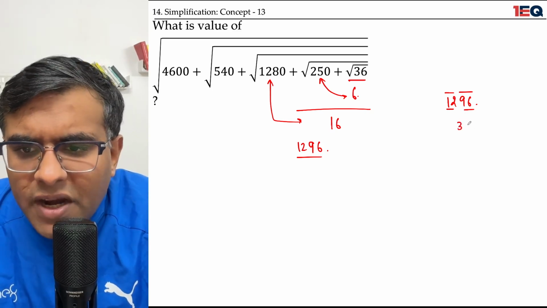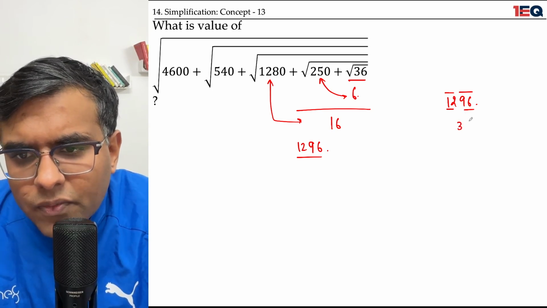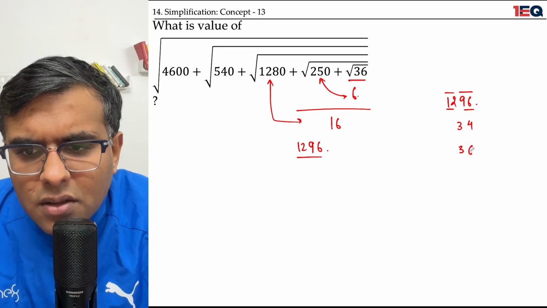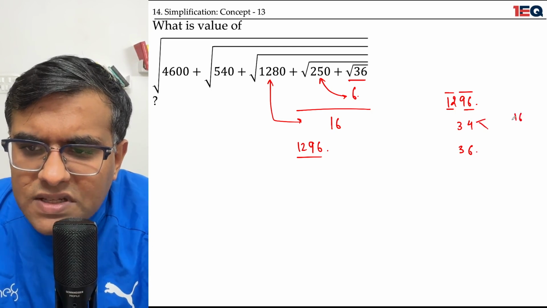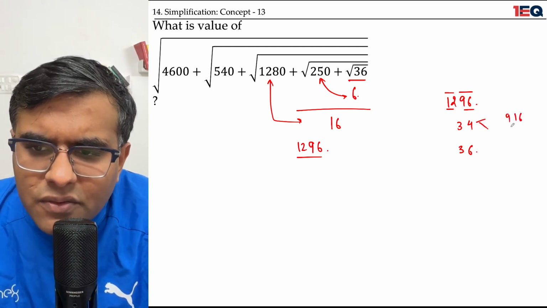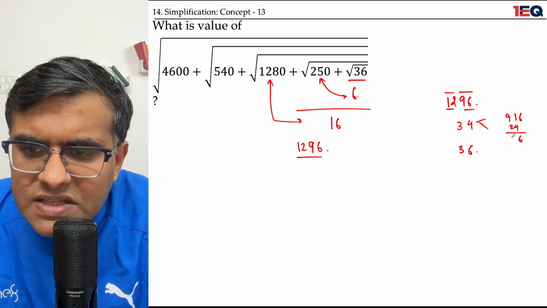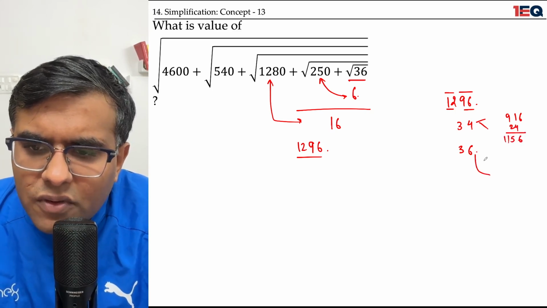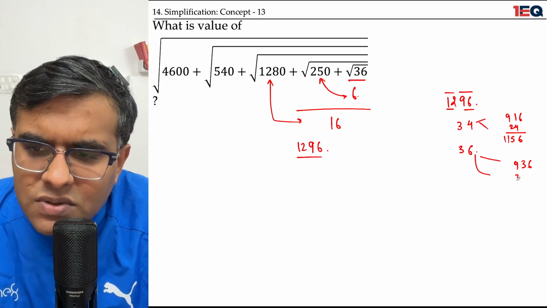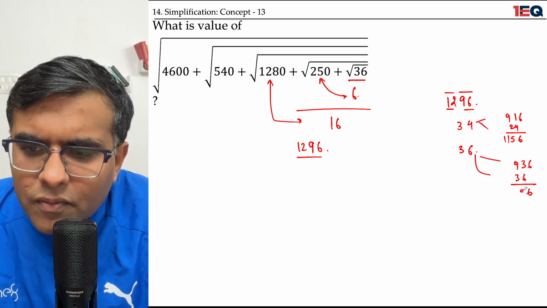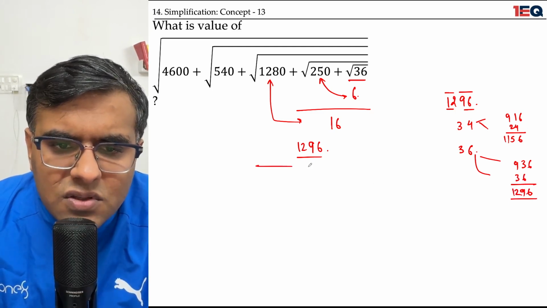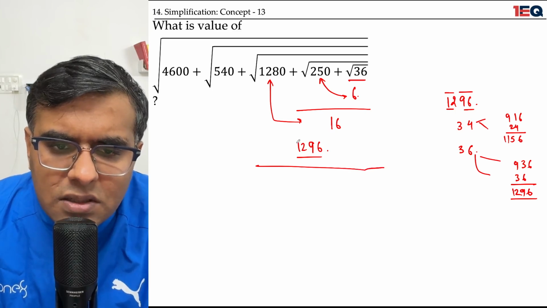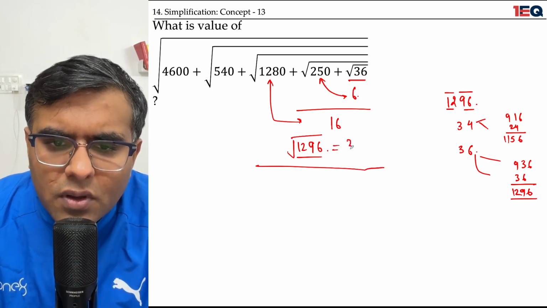So it might be 34 or 36. If I go for 34, this would give me 4 4s are 16, 3 3s are 9, 3 4s are 12, 12 2s are 24. This would give me 1156. If I go for 36 square, it would give me 36 on the right, 9 over here, 3 6s are 18, 18 2s are 36. It would give me 1296. So we have the square root of 1296 being equal to 36.